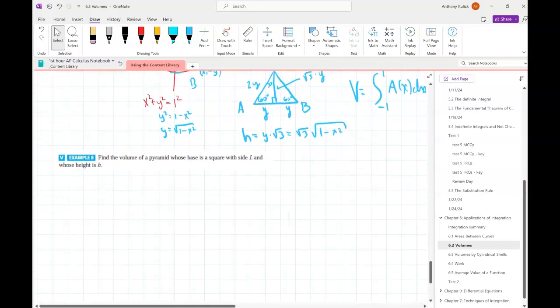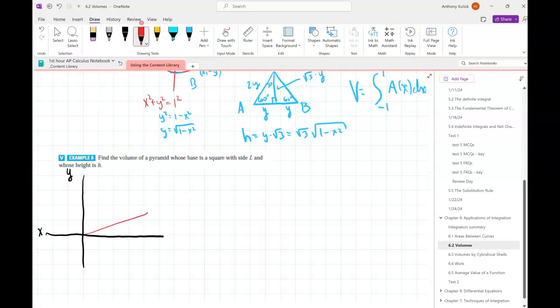Okay. Find the volume of a pyramid whose base is a square with side length L and whose height is h. So I'm going to try to draw this. I'm going to embed this onto the xy axis, and I like integrating with respect to x, so I'm going to choose to draw my pyramid this way.